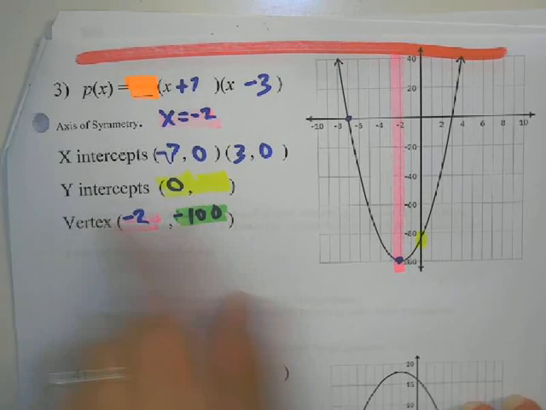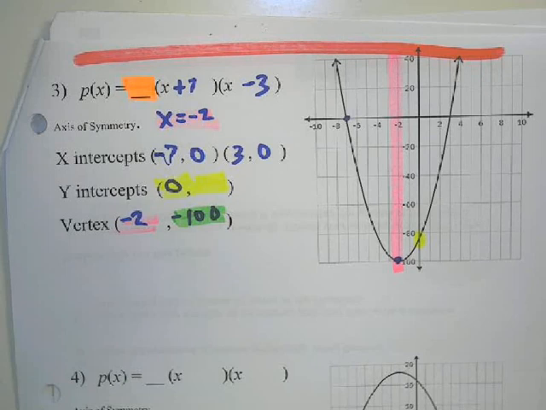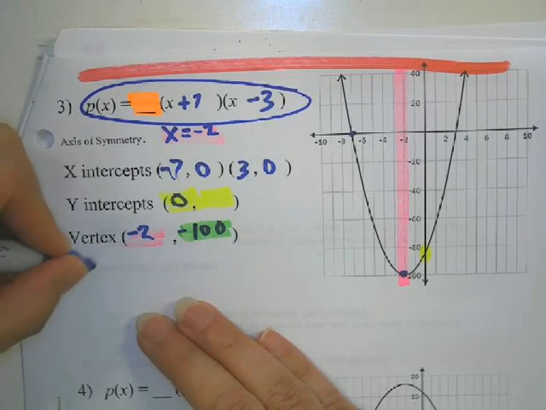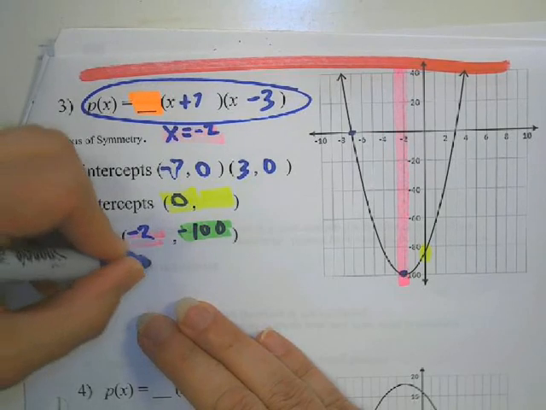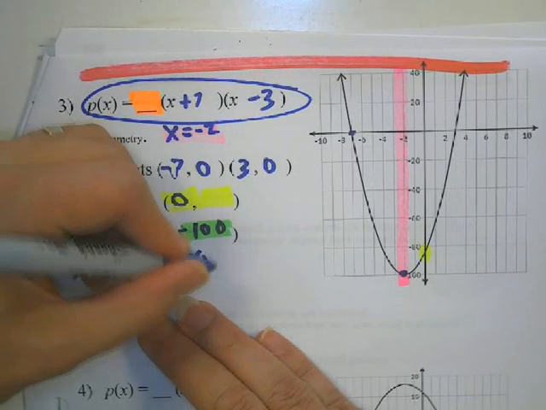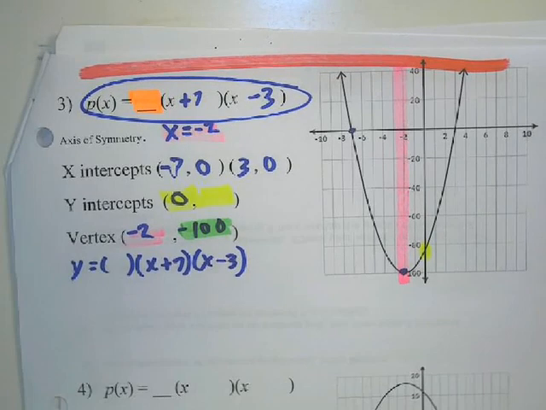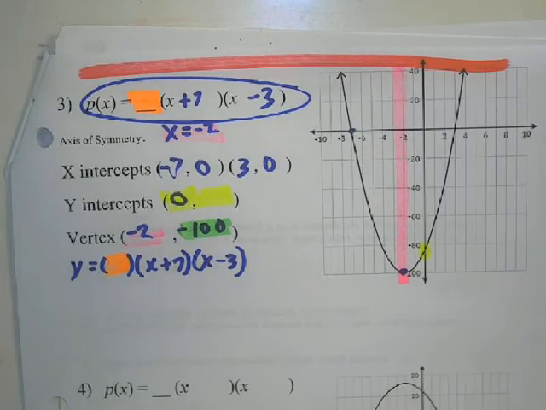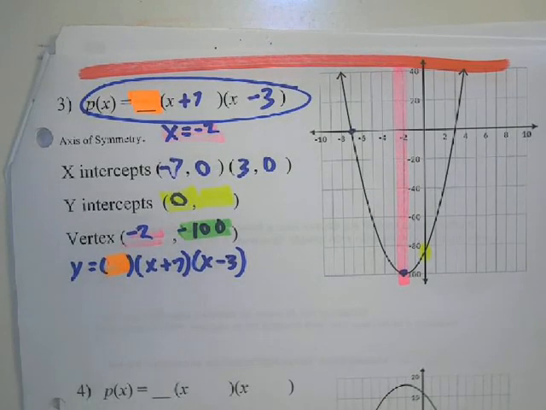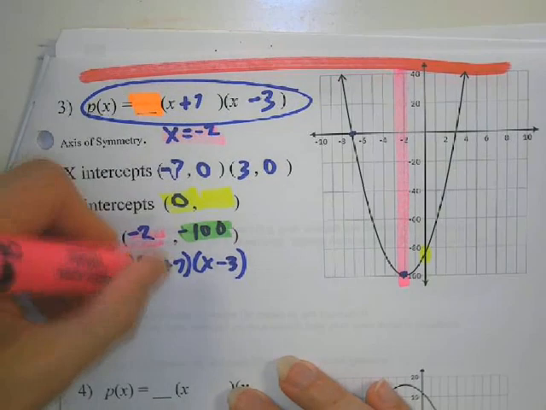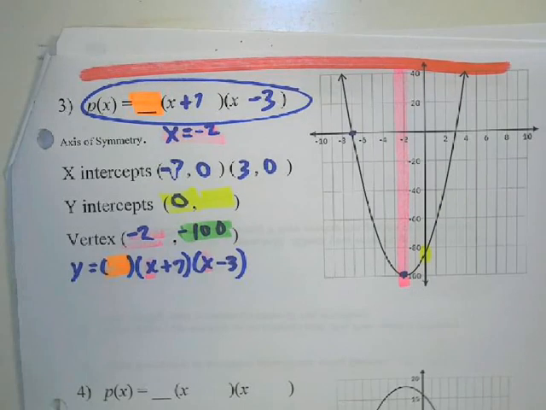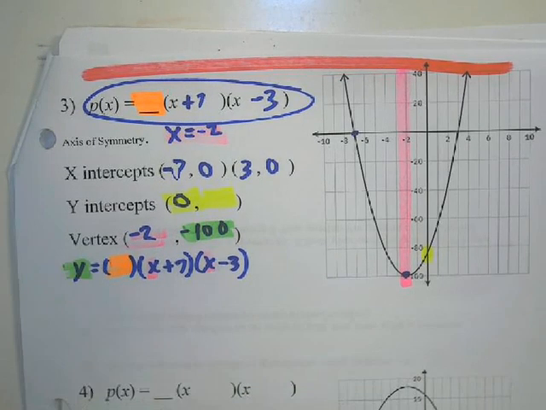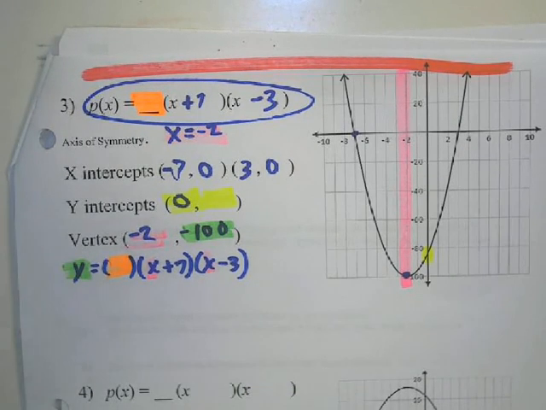So we're going to have to use the vertex in order to find the orange number. So let's rewrite our equation here. It's y equals the orange number times x plus 7 times x minus 3. Okay, so we're going to calculate that orange number, that coefficient there. We're going to replace x with negative 2, and we're going to replace y with negative 100, and we'll be able to solve for our orange number.